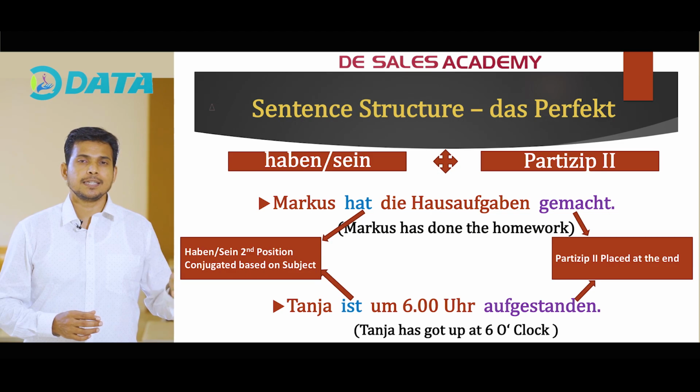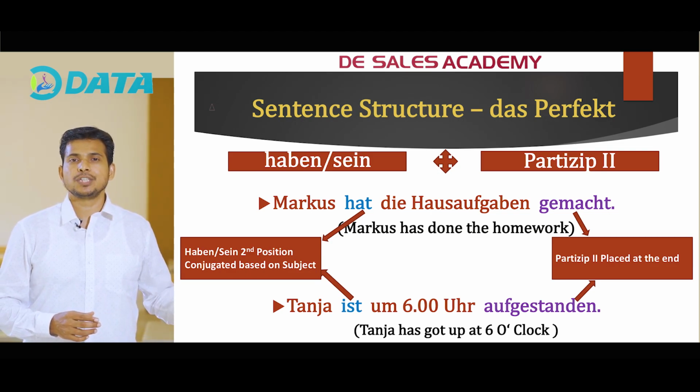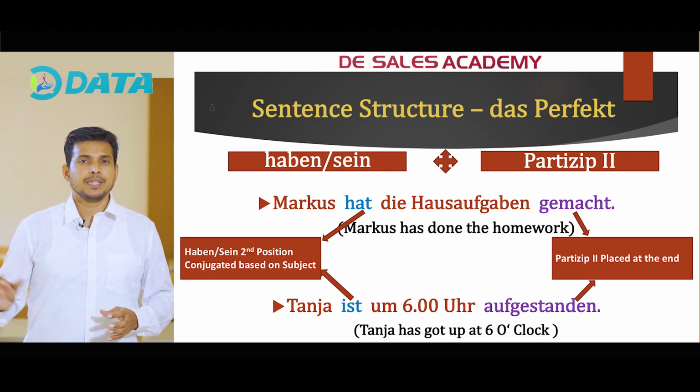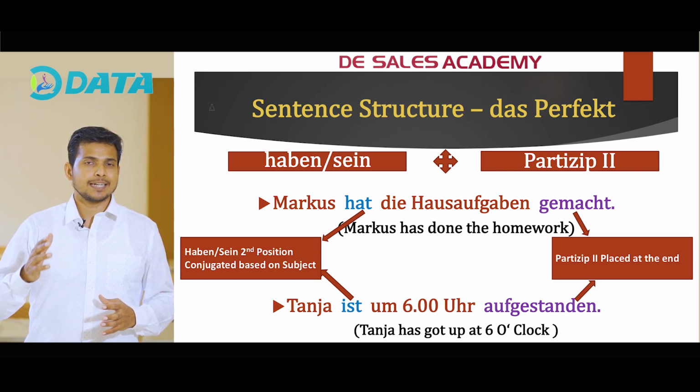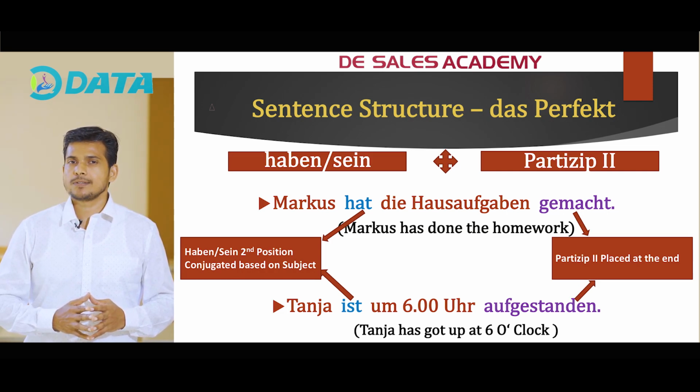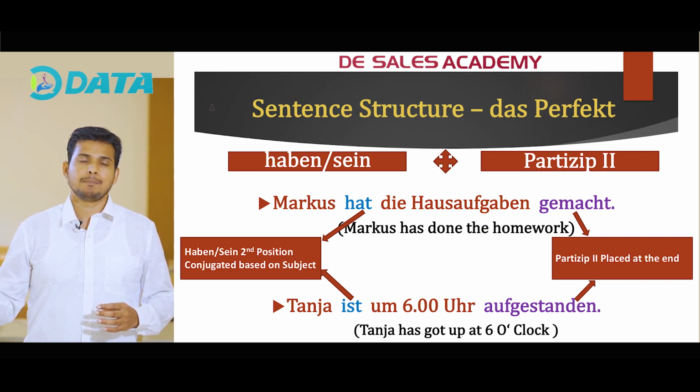Haben or sein is placed in the second position and is conjugated, and the Partizip zwei form of the verb is placed at the end of the sentence. Let's analyze two examples in this regard. Markus hat die Hausaufgaben gemacht.